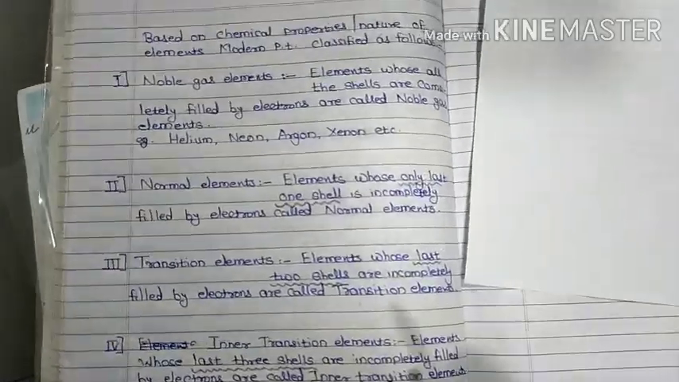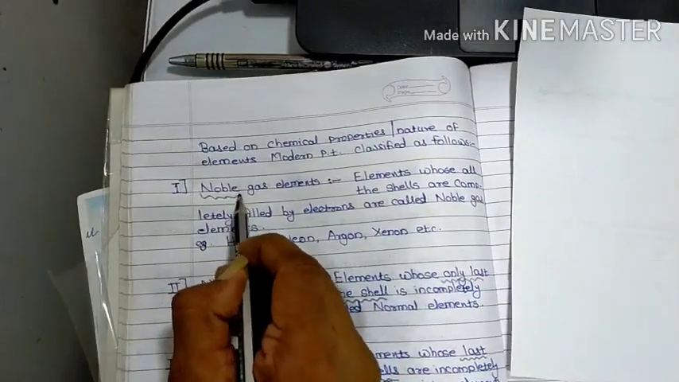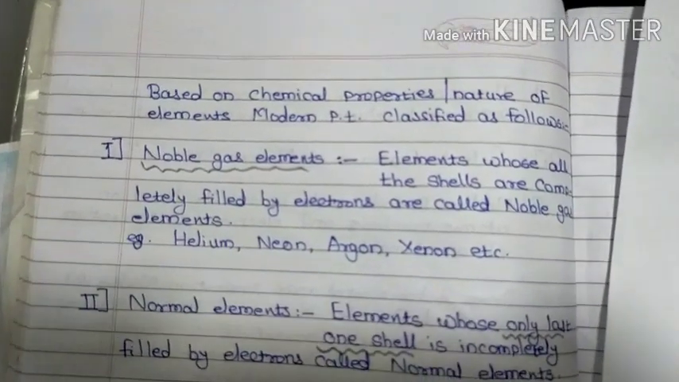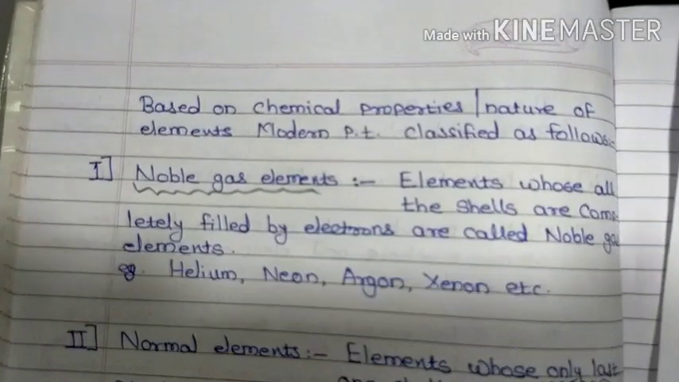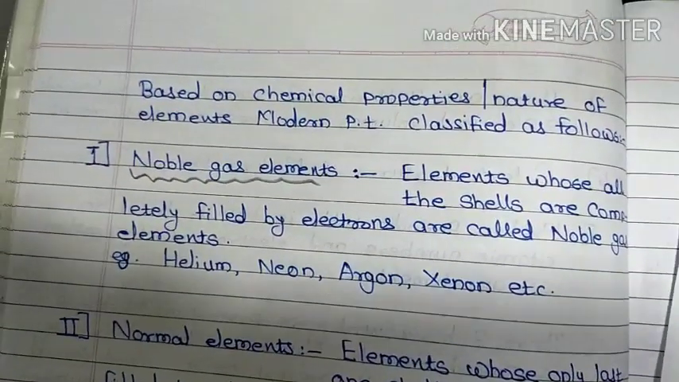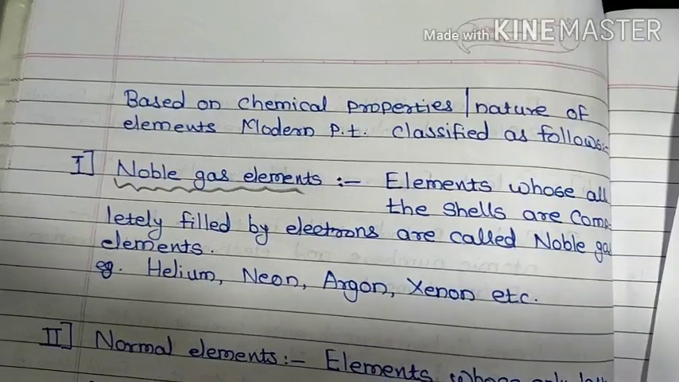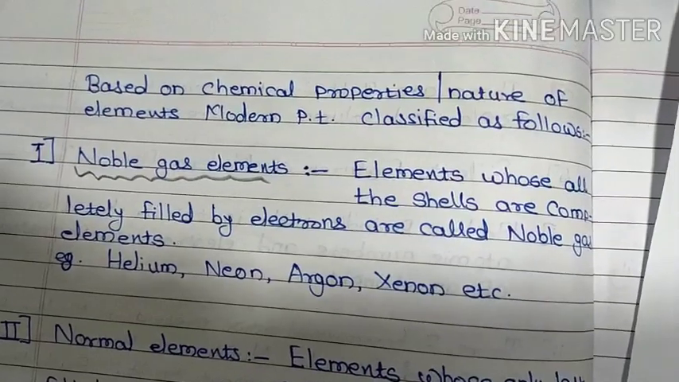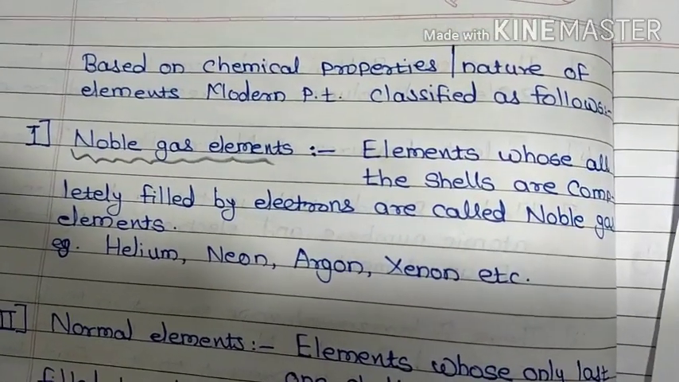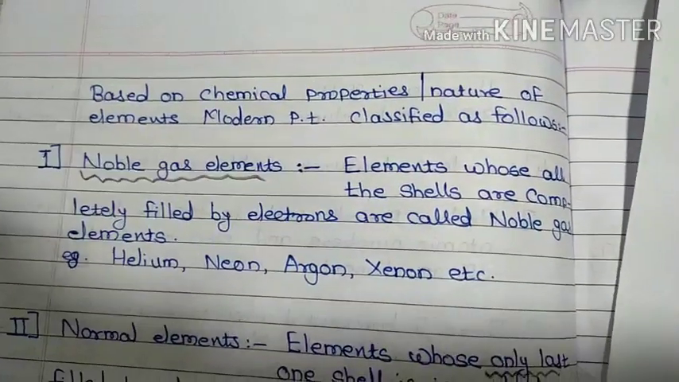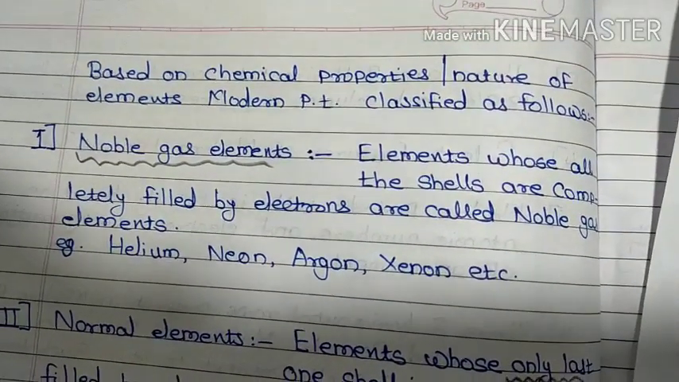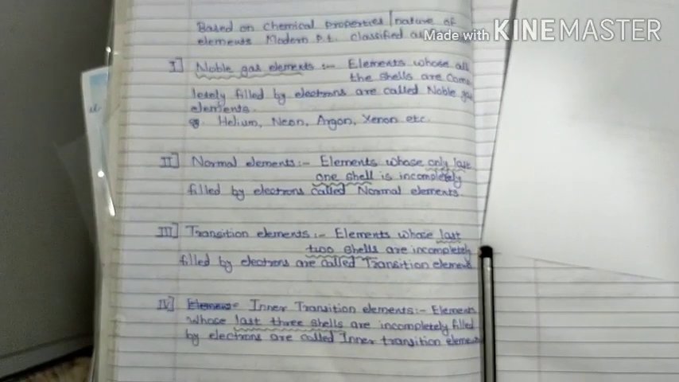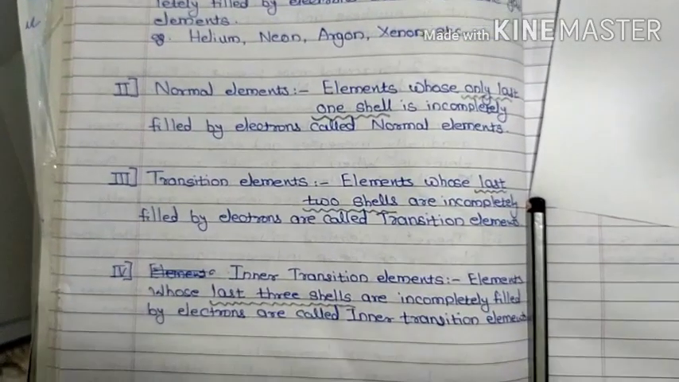The only extra thing I want to say for noble gas elements is this: these elements are completely filled by electrons. So these elements do not take part in chemical reactions. They neither lose electrons nor gain electrons. So they are chemically inactive. That's why they are known as inert gas elements. So this is about the entire modern periodic table. Take care.